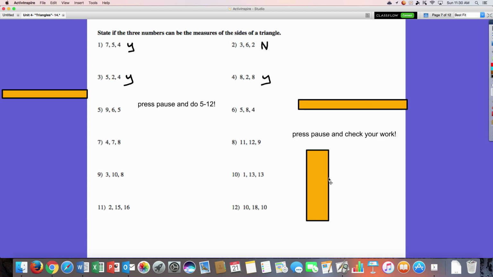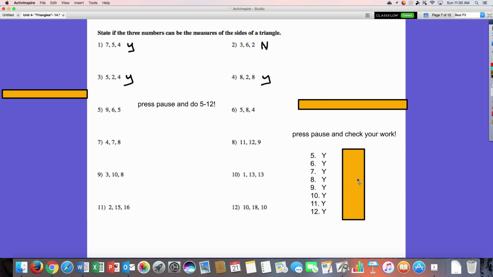Now, since you've got it, let's check our work. They're all yes. In all of these examples, when I add two together, it's bigger than the third one. So it's yes, yes, yes, yes, yes. Yes, yes, yes, yes, yes. I know you understand it. You're smart. It's easy.